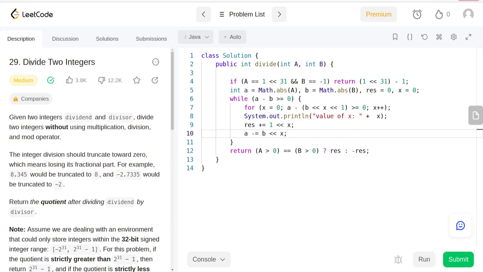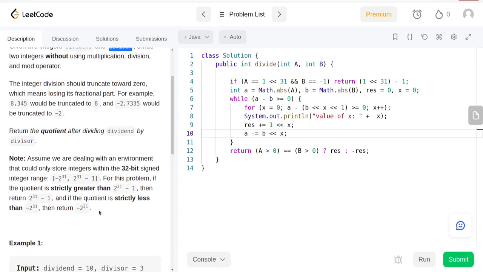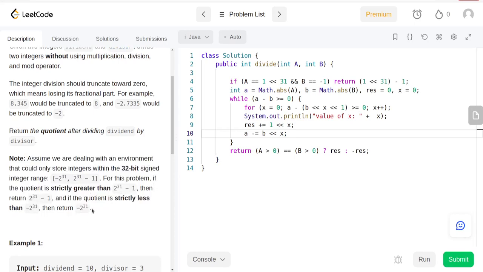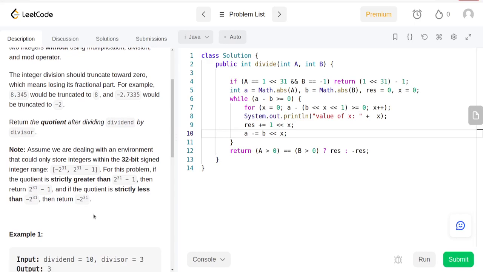We are going to be dividing two integers. The integer which comes on top of division is called the dividend, and the integer which goes under the dividend is known as the divisor. There are other restrictions over here. Basically, they are saying that if the quotient is strictly greater than this number, just return that, and if it is strictly less than that, return negative 2 raised to 31.